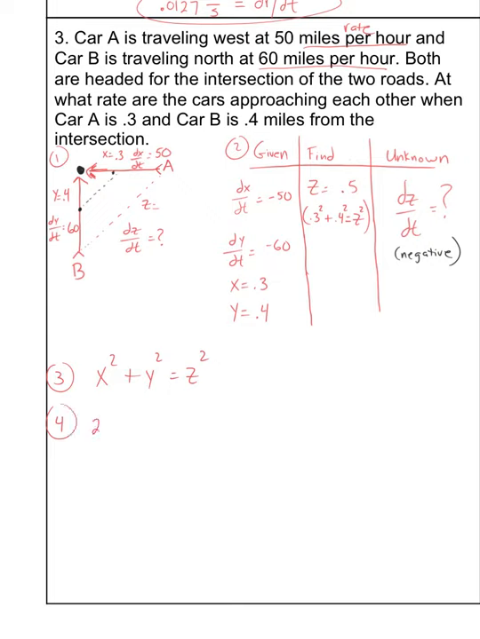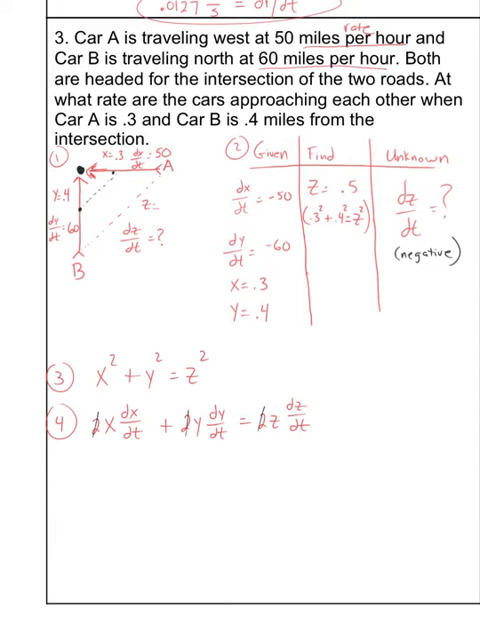We use the chain rule. The derivative of x squared is 2x dx dt. The derivative of y squared is 2y dy dt. And the derivative of z squared is 2z dz dt. Write out the derivative. All right, I like to cancel out the 2's.